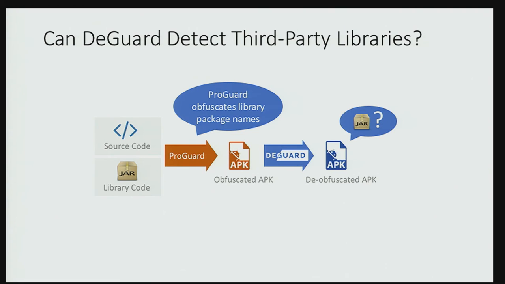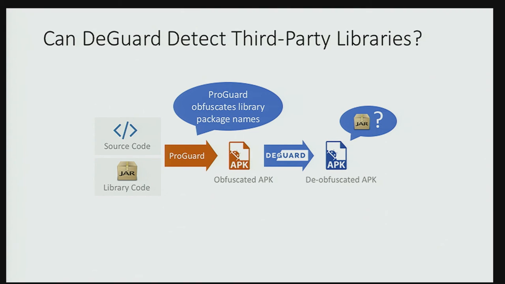When ProGuard obfuscates an Android application, it takes as input the source code of that application, as well as the library code, and it obfuscates all the code, so it replaces all the package names. And this is why in the obfuscated APK, we cannot simply see and distinguish which code is library specific, which code is application specific, from which library this code comes from, and so on.